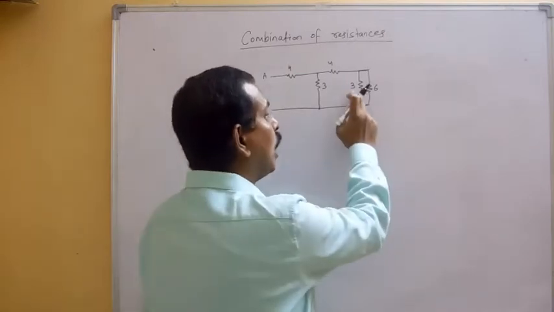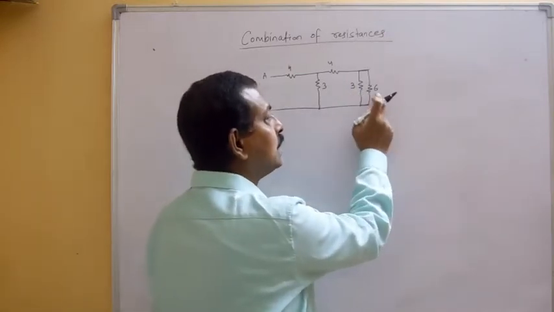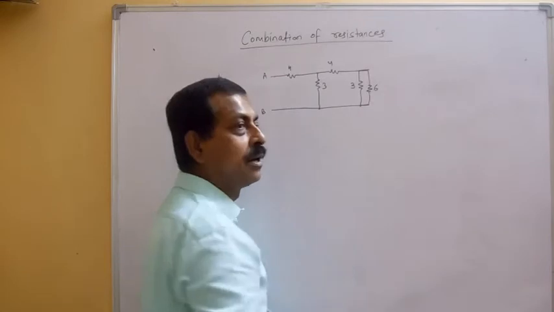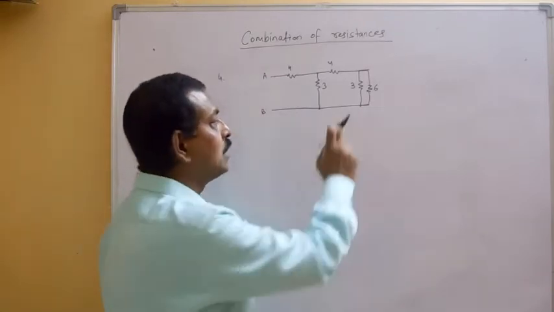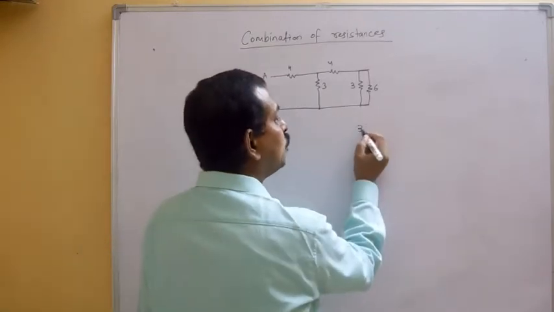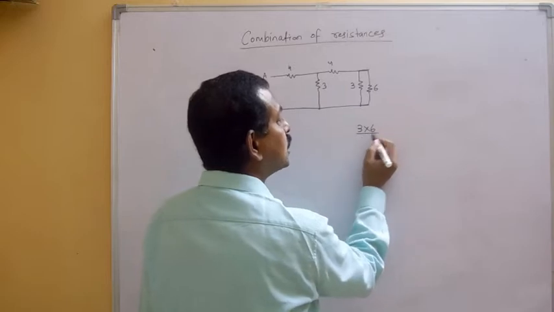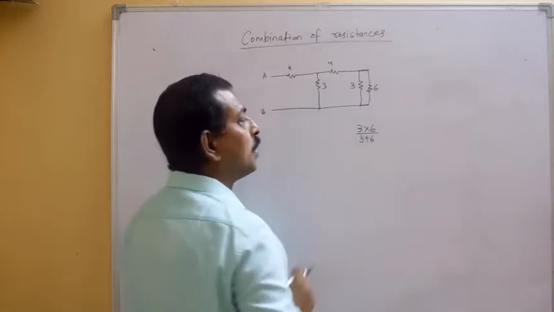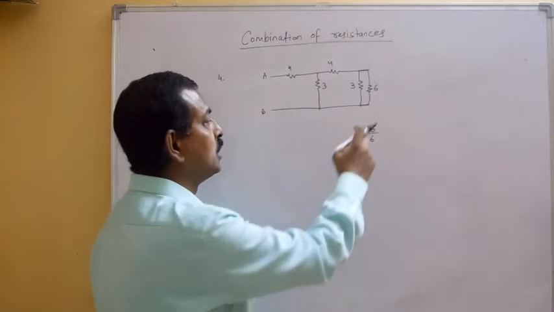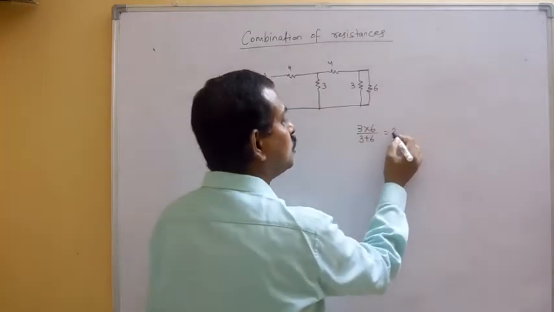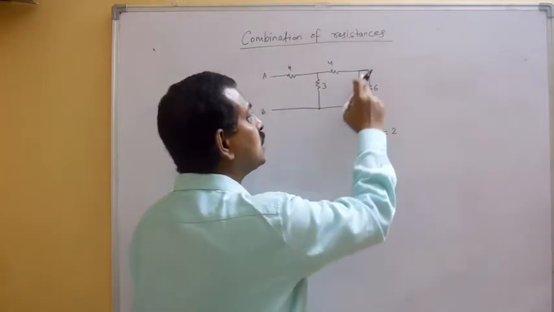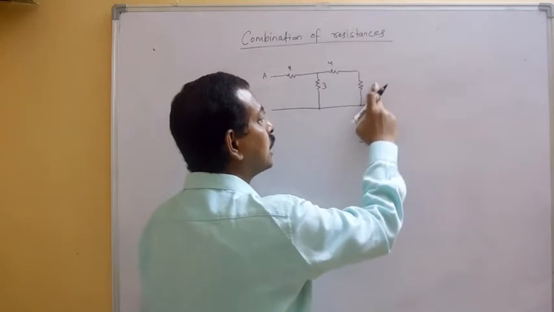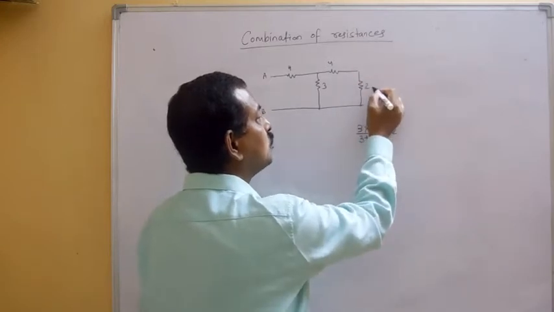Now, how are the two connected? 3 and 6, they are in parallel. So as they are in parallel, their equivalent will be given by 3 into 6 divided by 3 plus 6. So it is your 18 by 9, and that is your 2 ohm. So that means this parallel combination can be represented by a resistance of 2 ohm.